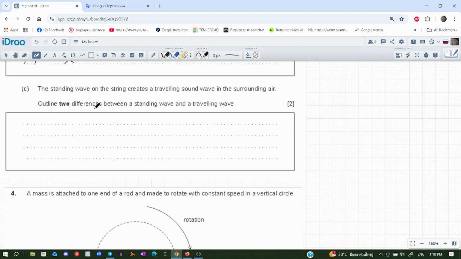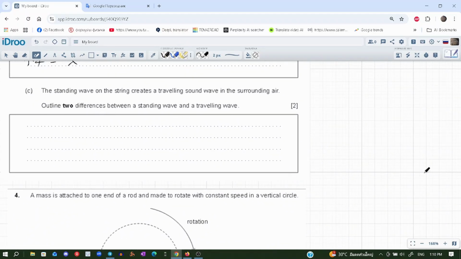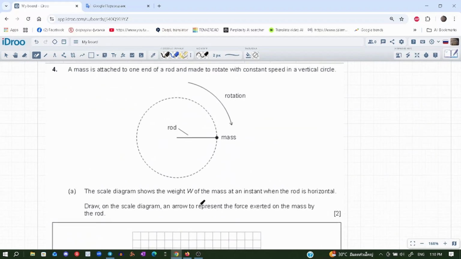The standing wave on the string creates a traveling sound wave in the surrounding air. Outline two differences between a standing wave and a traveling wave. Traveling waves transfer energy and standing waves don't. Amplitude of oscillations varies along a standing wave and is constant along a traveling wave. I think it's enough to say here.